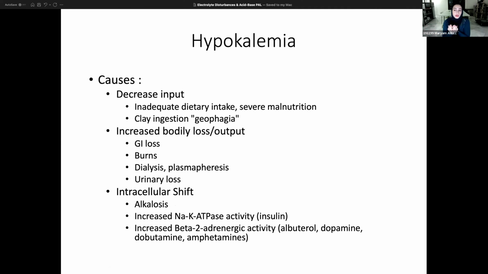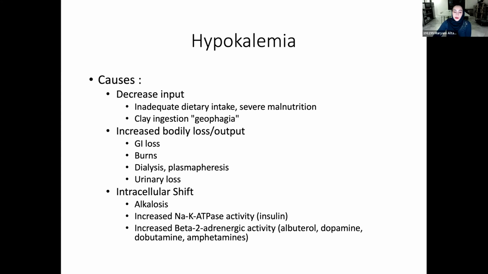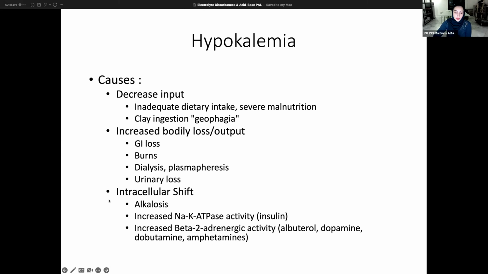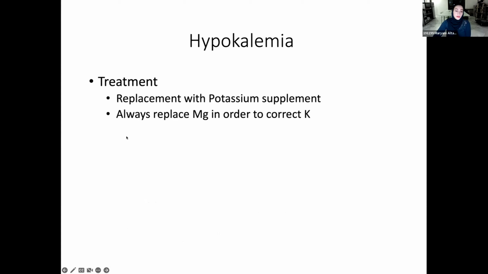Let's say you gave too much insulin, you get increased sodium potassium ATPase activity. And same thing, increased beta-2 adrenergic activity. So you're giving albuterol, let's say the patient is on inhalers, dopamine, dobutamine, amphetamines, or drugs and whatnot. So that's methamphetamine, so meth. People with drug abuse can have this presentation as well. So hypokalemia due to amphetamine use, among a plethora of other things. But I just really want to make sure you understand the intracellular shift, because it's very important.